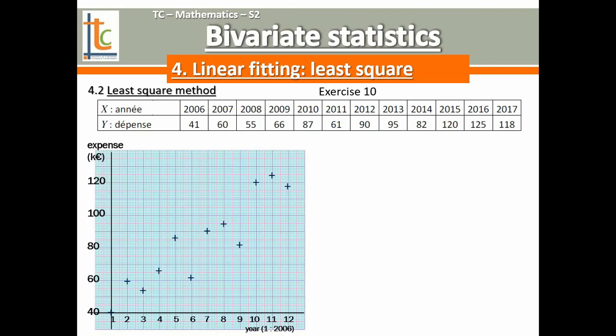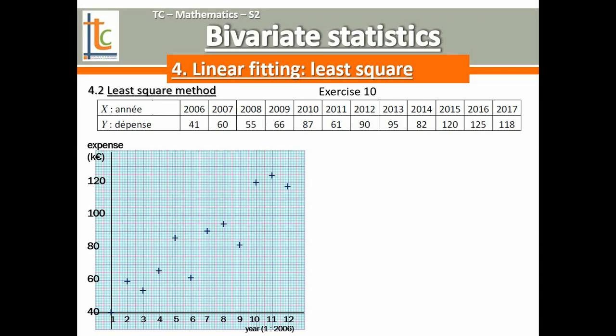We can graph it, and to simplify entering data in the calculator, let's name 1, 2, 3, 4, 5 the values of x. So let's number the years like that. As you can see, you've got a point cloud that shows a globally positive evolution of the expense through time.